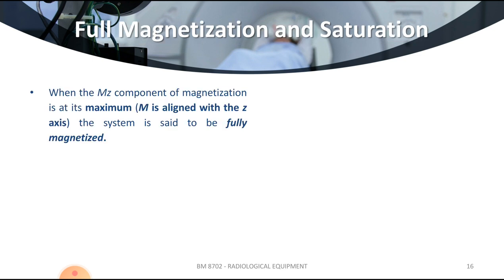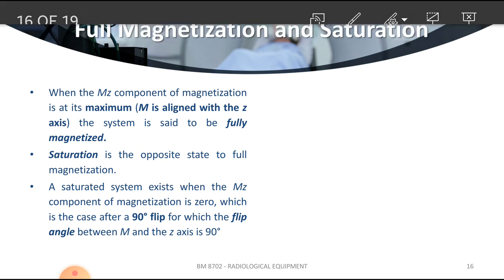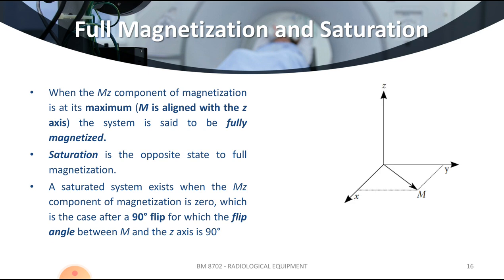So again we have two things. One is full magnetization, another one is saturation. So when the MZ component is maximum, then the system is said to be fully magnetized. Saturation is just the opposite of full magnetization. Here MZ component is 0, that is after a 90-degree flip, that is a flip angle between M and Z axis is 90 degree. So if you look at here, along the Z component you don't have any magnetization, and along the XY plane you have a 90-degree flip and the magnetization is in the XY plane. So this is called as saturation.